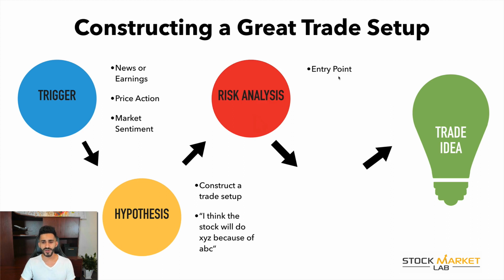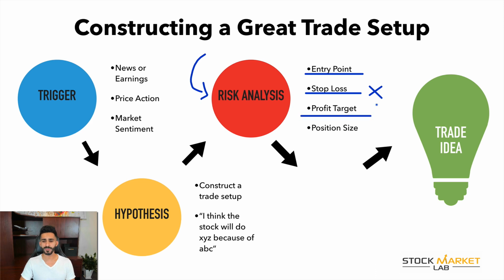Once you have your hypothesis, you need to go to your risk analysis. You need to find your entry point, your stop loss, your profit target, and position size. I'm going to break all of this down in the risk analysis section. But before you take on any trade, you should know where you want to buy. You should know where you want to exit if you're wrong. You should know where you want to take profits if it hits your profit target. You should have something called position sizing. That's part of risk management, and I will break that down once we get to it. So your risk analysis is the third step.